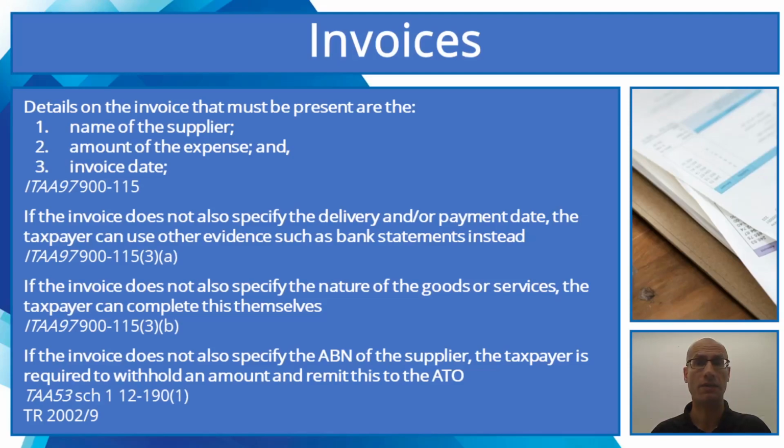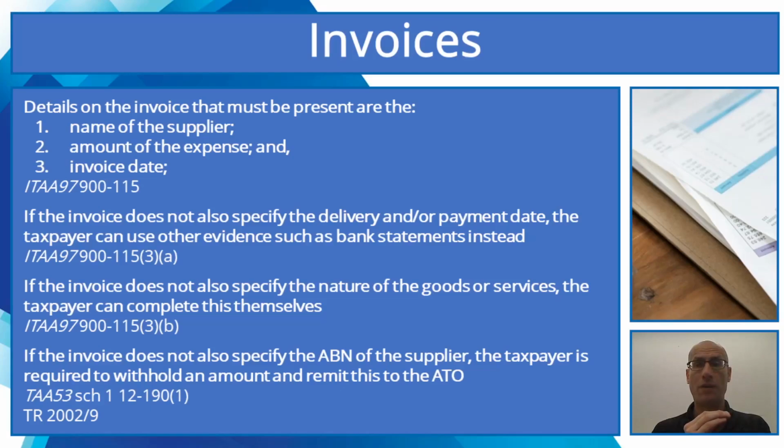And so the three critical things are the name of the person issuing the invoice, the amount, and the date of that particular invoice. Now, ultimately, in most situations, you want much more information than this, but those are the ones that must be present.